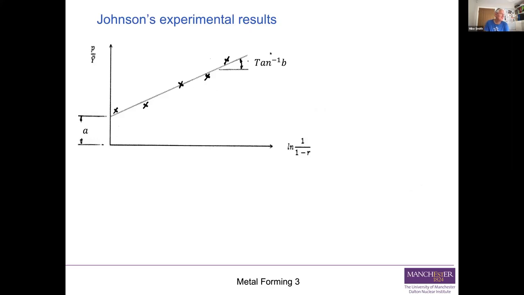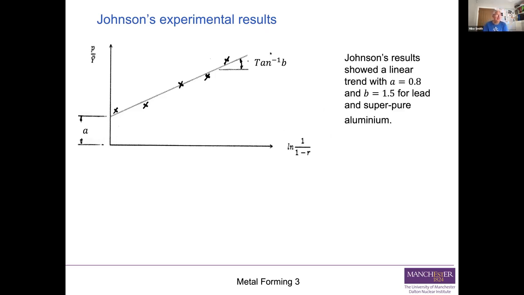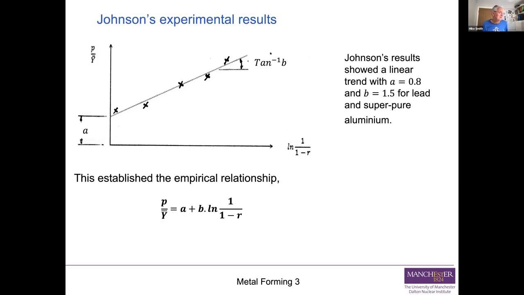And this is what he came up with. He's plotted the pressure over the flow stress against the log of 1 over 1 minus r, which we remember from our simple calculation earlier. And he's got a straight line, which is great, because if it's a straight line, you can have two coefficients. You can have a slope and an intercept. So there's an intercept A and a slope B, and this is for lead. So he got A is 0.8 and B is 1.5. That means that there's an empirical relationship. Pressure over flow stress is a constant A plus a coefficient B times the log of 1 over 1 minus R. So you can see it's a little bit more complicated than the simple calculation that we did, which ignored friction. This is called Johnson's equation.